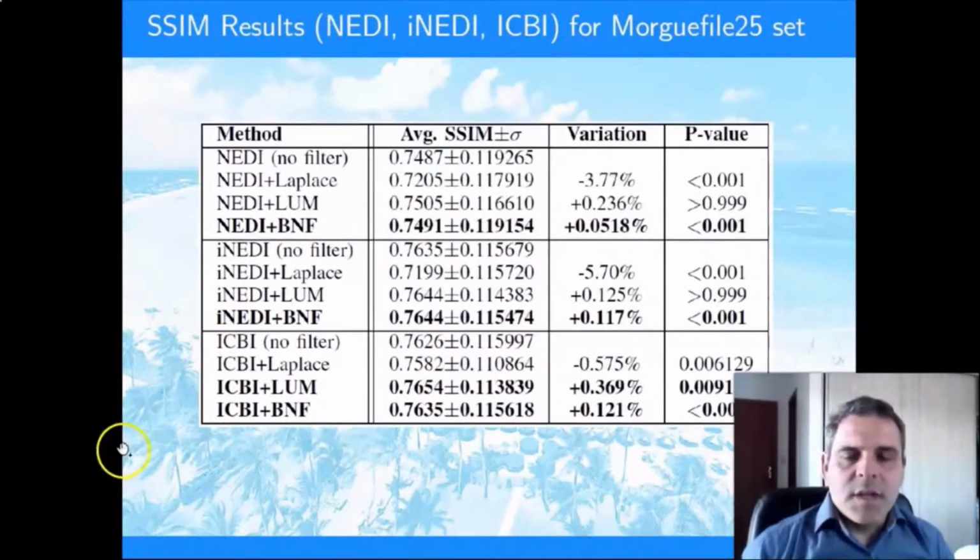Now, for the same image set and the same interpolation algorithms, you can see that the LUM filter was only able to achieve significant improvements for the images from ICBI, not from the other interpolation algorithms. BNF was able to improve the image from all the interpolation algorithms used, NEDI, INDI, and ICBI.